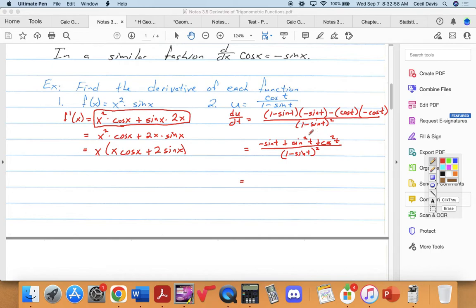And here's where I said you need to know those Pythagorean identities. Sine squared plus cosine squared is what? 1. So my numerator is now 1 minus sine of t over 1 minus sine of t, quantity squared, is equal to 1 over 1 minus sine of t. So you can see sometimes these are going to simplify quite a lot. All right, let's move on.